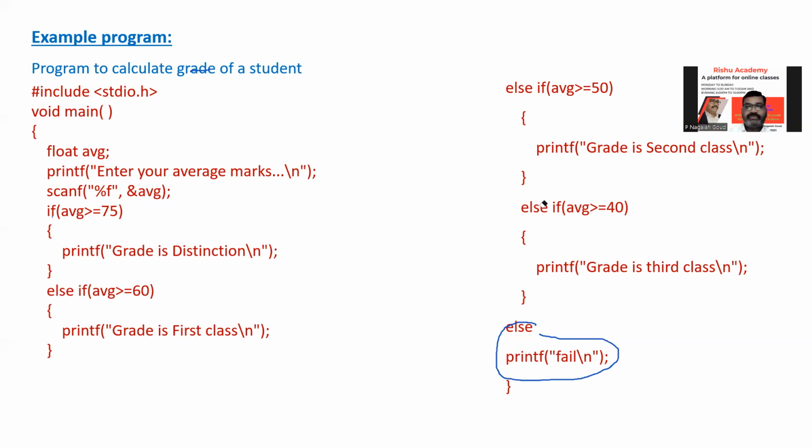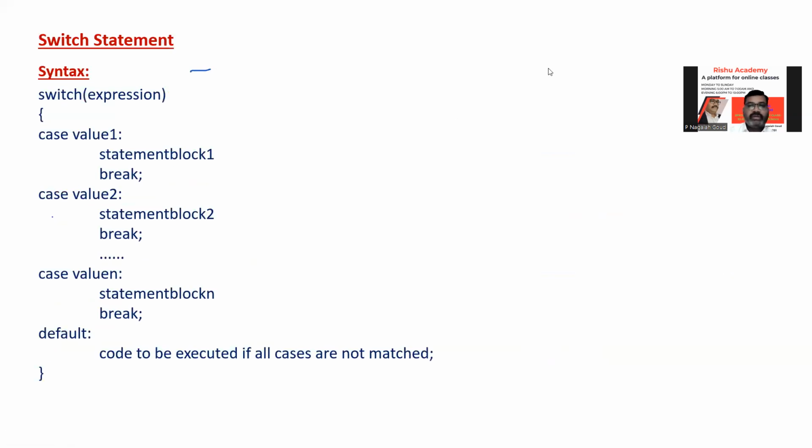The next one, switch statement. Switch statement is the alternative to else if ladder. It also consists of multiple options. We cannot say multiple conditions. It allows the programmer or user to perform multiple operations for different values of the switch variable.